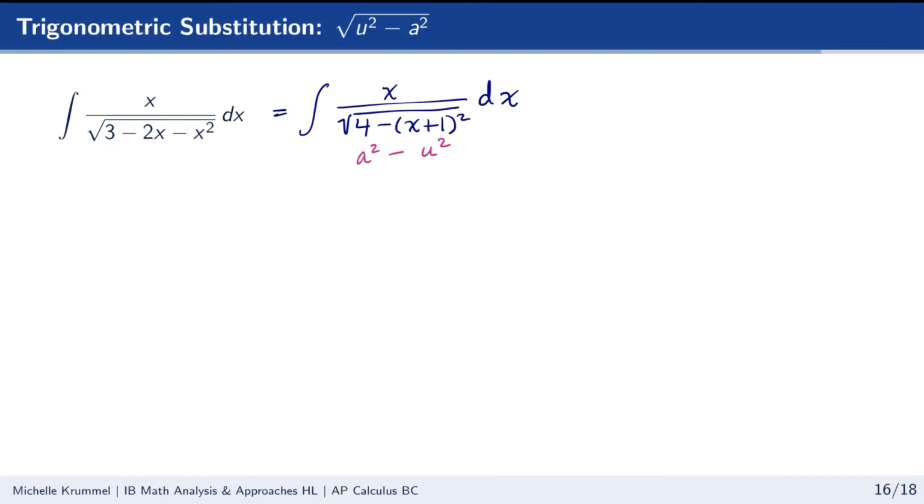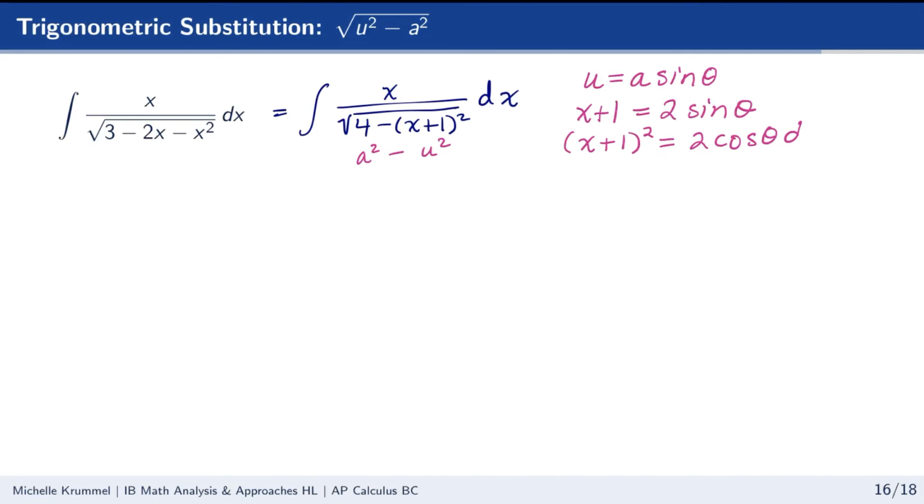Okay, so we're going to make a sine substitution. u equals a sine theta. The u is x plus 1. The a is 2. If I square both sides, I get (x plus 1) squared equals 2 cosine theta.